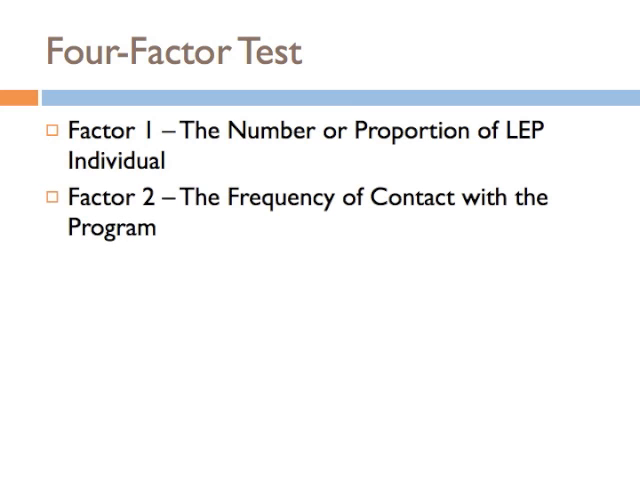Factor 2. The frequency with which LEP individuals come in contact with the program. The more frequent the contact with a particular language group, the more likely that enhanced language services in that language are needed. Even if recipients serve LEP persons on an infrequent basis, the recipient needs to still use the balancing analysis to determine how to provide all LEP persons with meaningful access to their services.